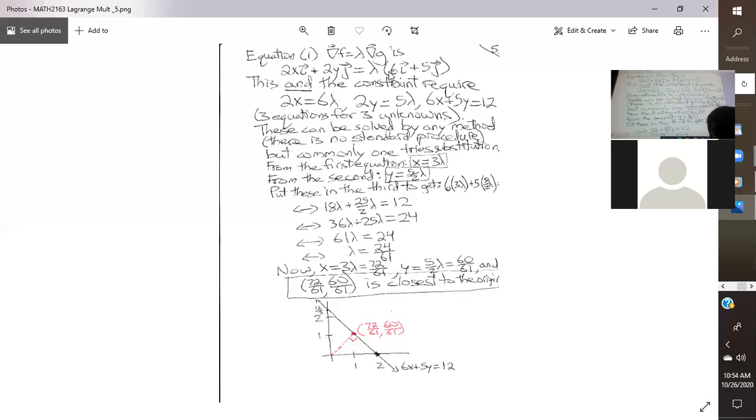The i component on each side are equal, so 2x equals 6 lambda. And the j component is equal: 2y has to be equal to 5 lambda. Again, that's 2 equations and 2 unknowns.